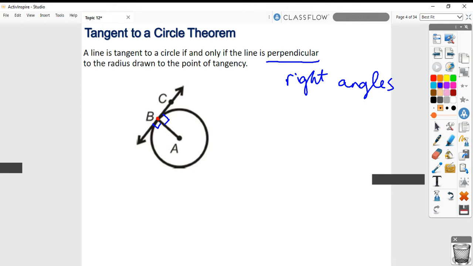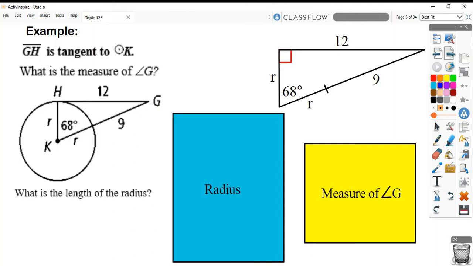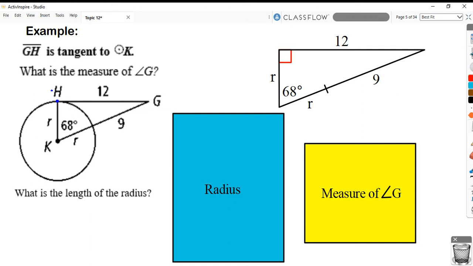Okay, so that's what is going on right there, and we're going to talk about what it looks like in some specific practice problems. Okay, take a look at this one right here. This example it gives us tells us that line segment GH is tangent to circle K. So the first question, what is the measure of angle G? Okay, we need to think for a second about what it means using that theorem, keeping that theorem in mind. If GH is tangent to this circle, that means two things. Number one, H is the only place that this line, this GH, actually touches the circle. And what that also means is that it makes a right angle with this radius.